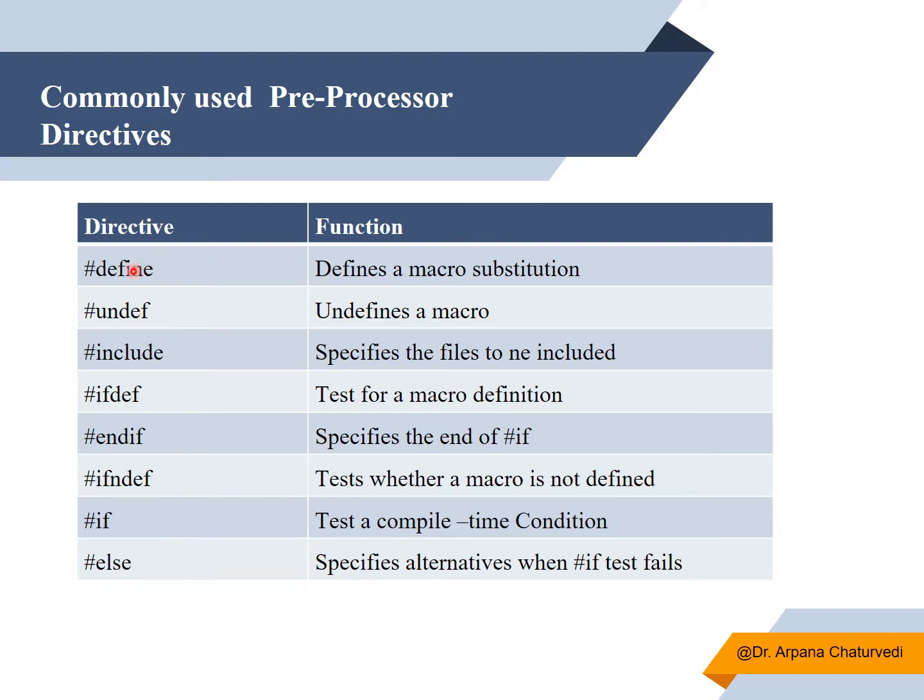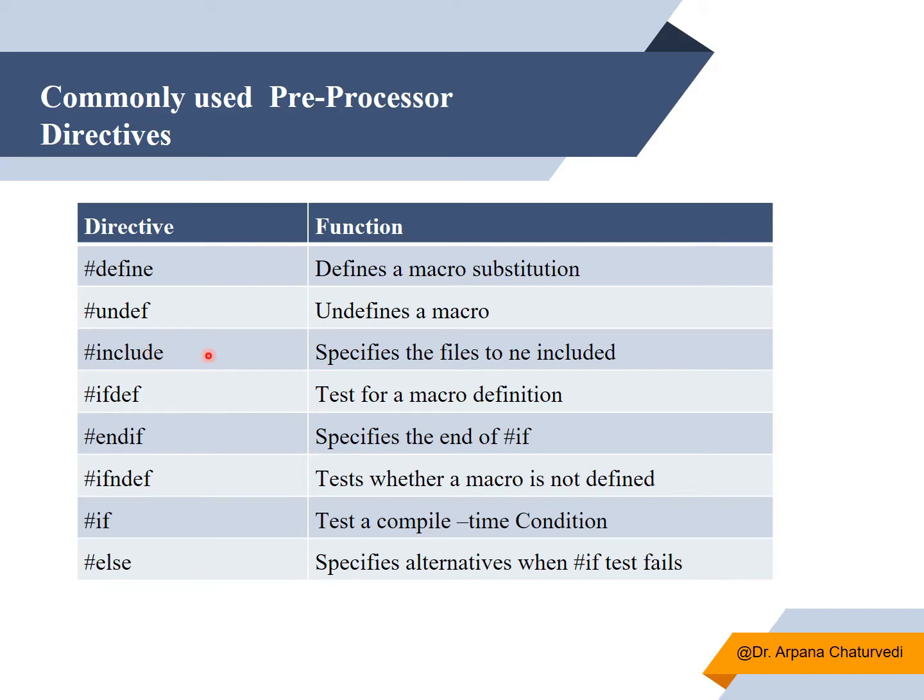In short, hash define is a preprocessor directive which is used to define a macro substitution. Normally we can say it is used to define constants also. Undef is used to undefine a macro already defined before. Hash include is used to include a file. It includes header files, and header files are of two types. One is system defined, one is user defined.